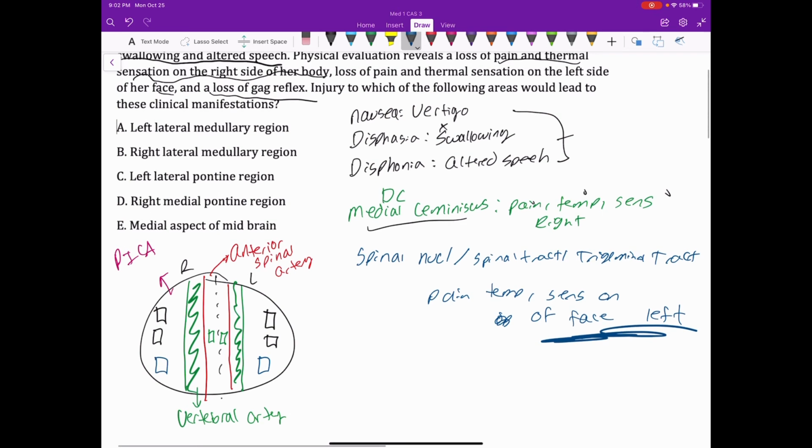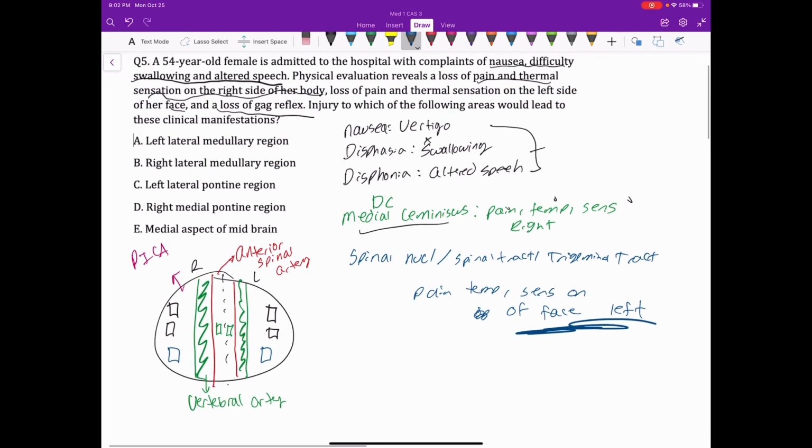Now, what do we know? We know that she has a problem with difficulty swallowing, altered speech, and vertigo. But how are we going to separate the different regions? Let's go to the answer choices. E: is there a problem with the medial aspect of her midbrain? No, we're not talking about the midbrain. What about a right medial pontine region? Nope, that would be pons, so that's wrong. That means C is wrong too, because that would deal with the pons. We're talking about the medulla. So how are we going to differentiate between the left lateral medullary region and the right lateral medullary region?